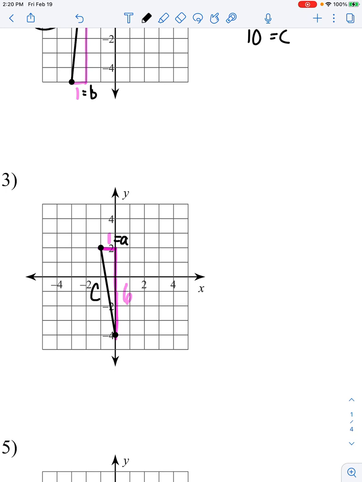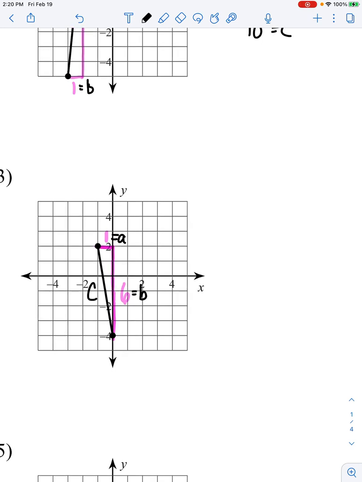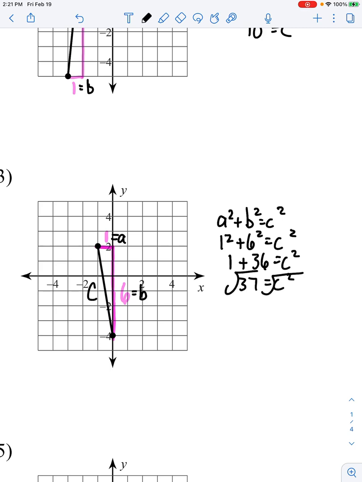So I'm going to say A is 1 and B is 6. So write your formula. A squared plus B squared equals C squared. A is 1 squared. B is 6 squared equals C squared. So I've got 1 times 1 is 1, 6 times 6 is 36, equals C squared. Add those, 37 equals C squared, and take the square root of both sides. So your square root of 37 is going to be about 6. So the distance between those 2 points is about 6 units.